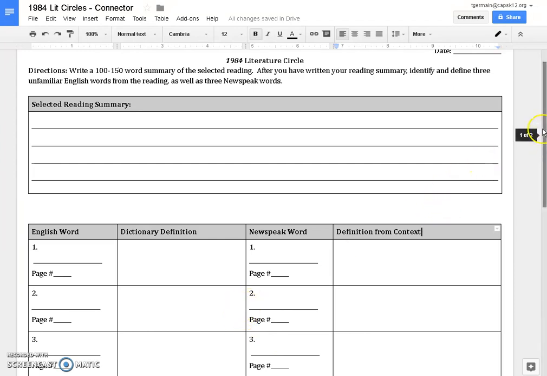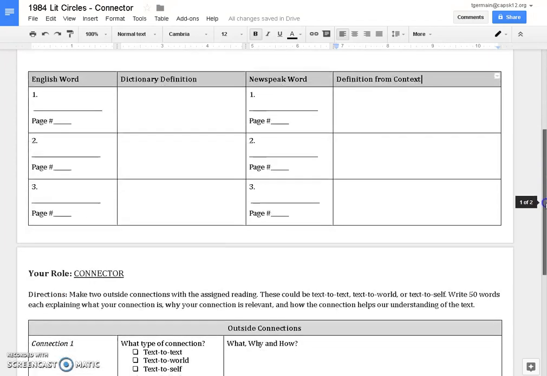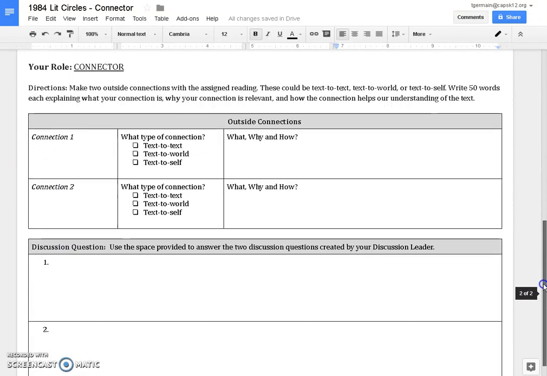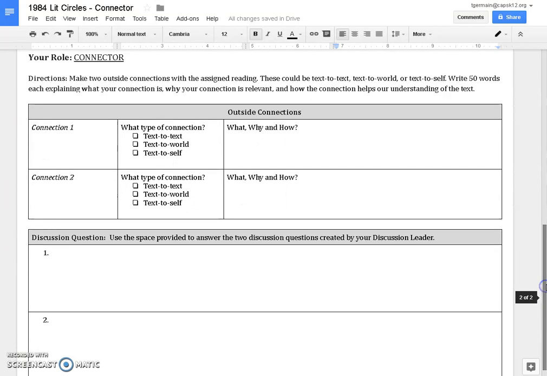There are 4 different back sides. The first job is what we're calling the connector. The connector's job is to make 2 outside connections with Book 2 of 1984. These happen all the time when we read. You're reading and you say, oh, that kind of reminds me of something.